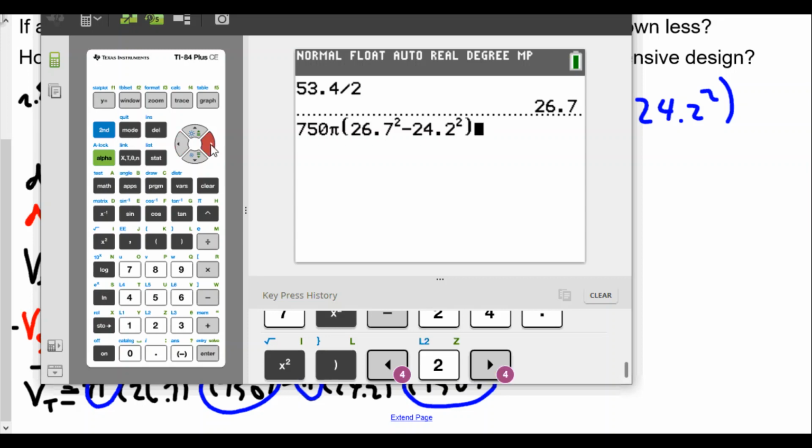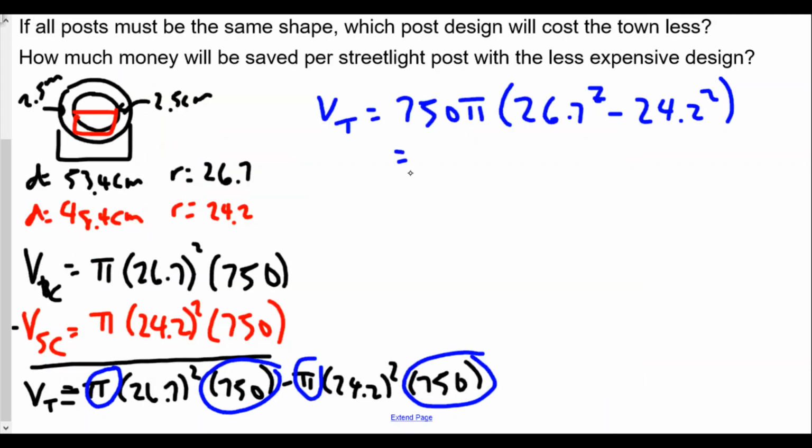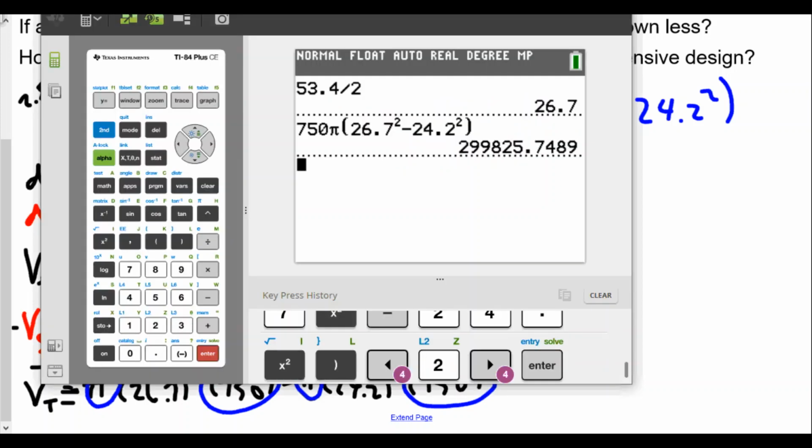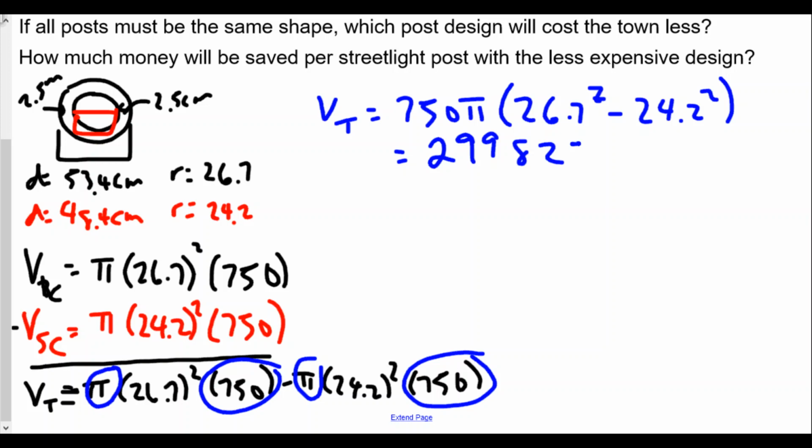Okay? All right, so the volume of one of the lampposts, the cylindrical lamppost, will be 299,825.7489, so that's about 299,825.75 cubic centimeters. Okay. So that's the volume of the lamppost, of the cylindrical lamppost, okay?